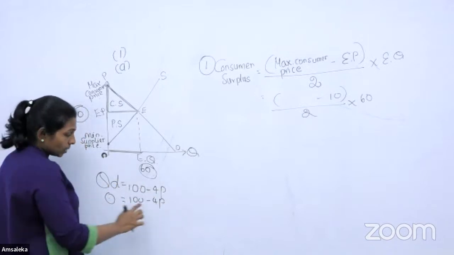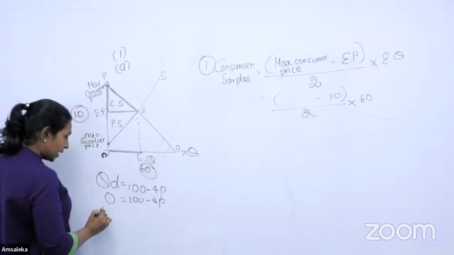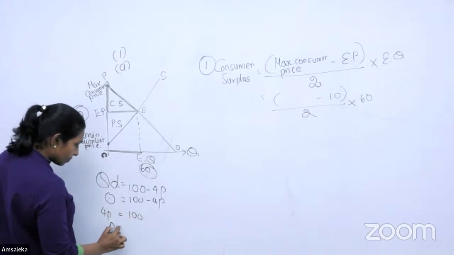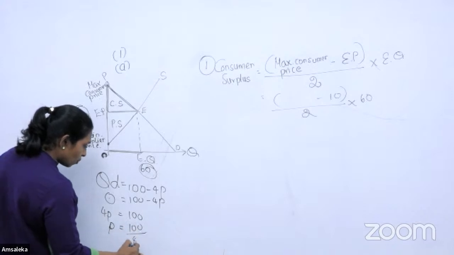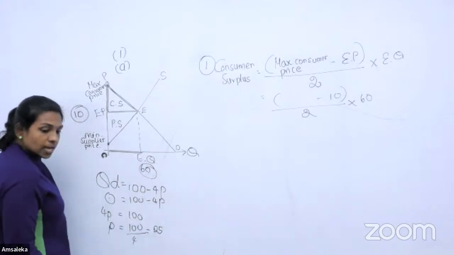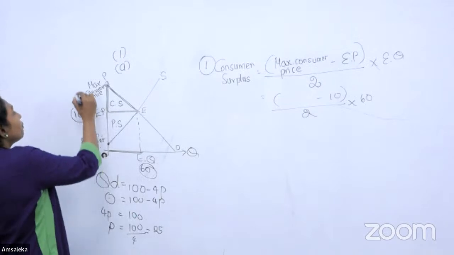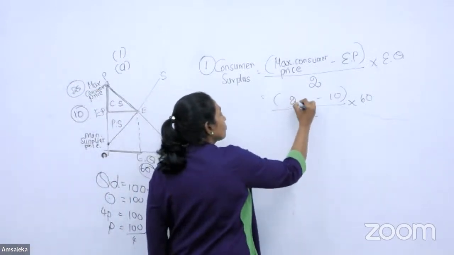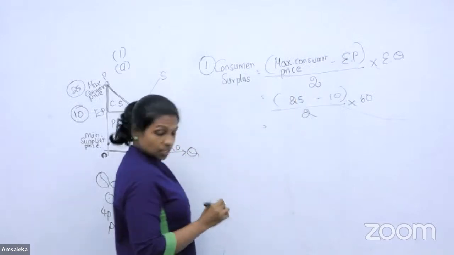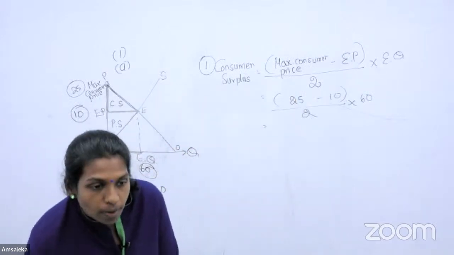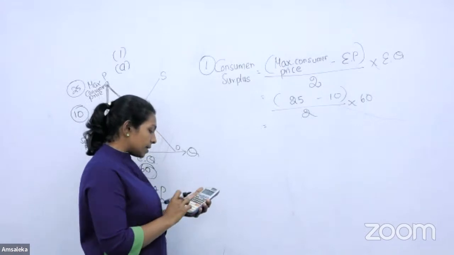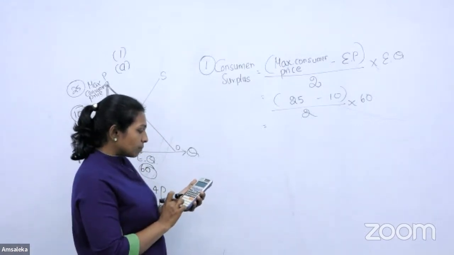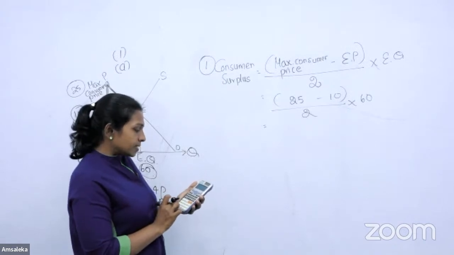0 equals 100 minus 4P. This minus 4P I can take here as plus 4P. So 4P equals 100, and P is 100 divided by 4. Now what is the answer? We found 25. Now we found this price. Now easy, no? 25. So what is the consumer surplus? If you do it by calculator, 25 minus 10, divided by 2 into 60.